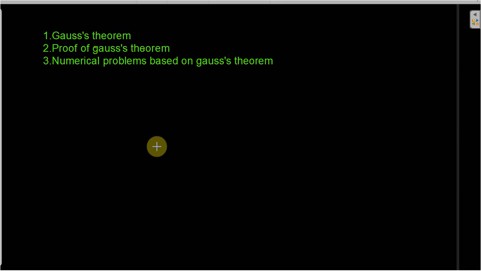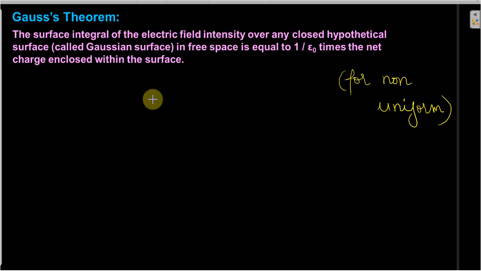Today in this lecture we will discuss Gauss theorem, proof of Gauss theorem and the numerical problems based on Gauss theorem. So let's start with the Gauss theorem. According to the Gauss theorem, the surface integral of the electric field intensity over any closed hypothetical surface. The other name of this surface is a Gaussian surface. Hypothetical surface, which is not real, it is only an imaginary surface and we call it a Gaussian surface, in free space is equal to 1 by epsilon naught times the net charge enclosed within the surface.